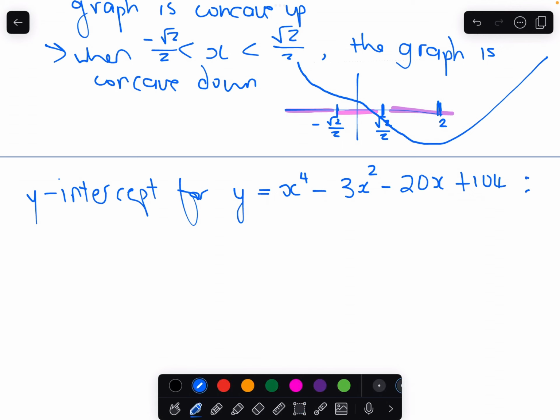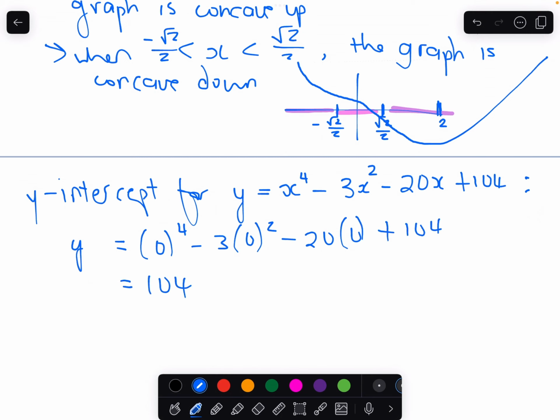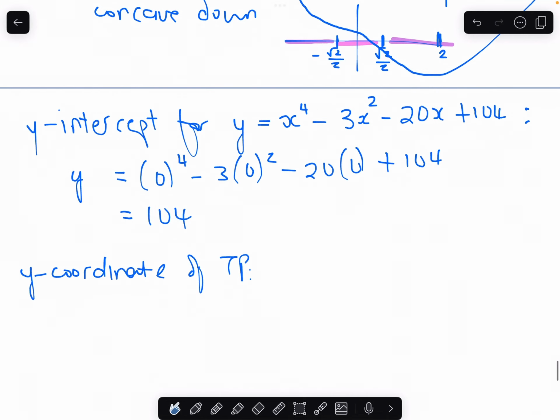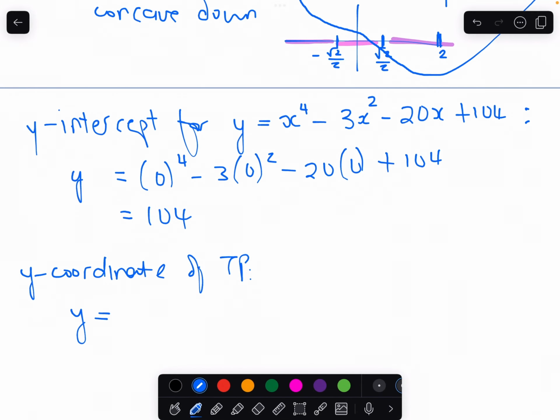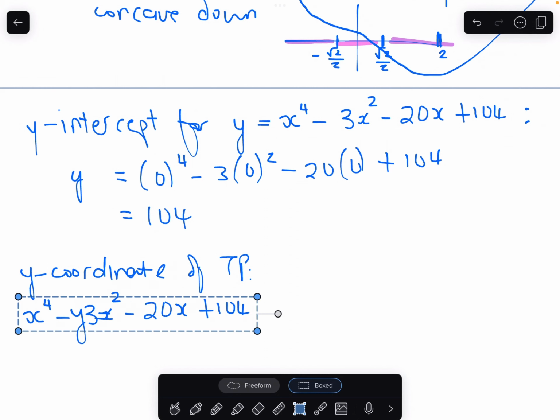So we will figure that out by saying y is equal to 0 to the 4 minus 3 times 0 squared minus 20 times 0 plus 104. So that'll be positive 104. Okay. Let's also get the y coordinate of the turning point, the single turning point that we have. So that we will get by subbing in x is equal to 2, where the turning point occurs.